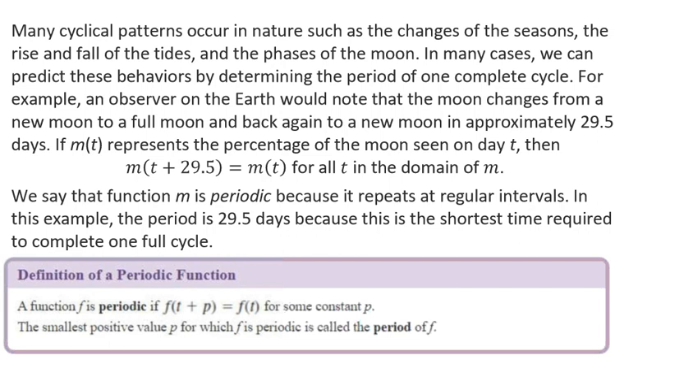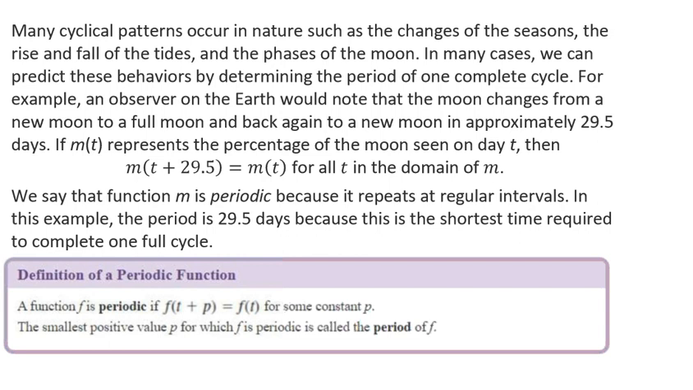Now, many cyclical patterns occur in nature, such as the changes of seasons, the rise and fall of the tides, and the phases of the moon. In many cases, we can predict these behaviors by determining the period of one complete cycle. For example, an observer on Earth would note that the moon changes from a new moon to a full moon and back again to a new moon in approximately 29.5 days.